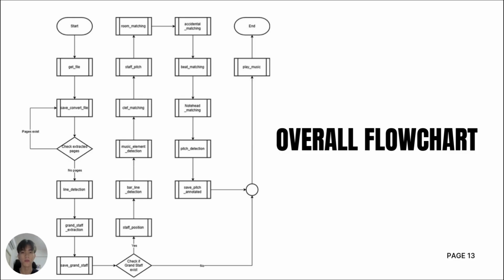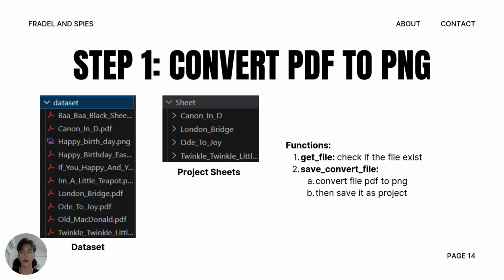And this is the overall flowchart. Here is the concept of how we approach the result. Step 1: convert the piano sheet PDF file located in the dataset folder, and then save it in the sheet folder, which we use to store every music sheet project. As you can see, we use the name of the PDF file, or the name of the music song, as the project folder name. In this step, we use two functions: firstly, the get file function to check if the PDF file exists, and secondly, the save convert file function, used to convert PDF to PNG, or just use the PNG if the music sheet is already PNG, and then save the file as a project.